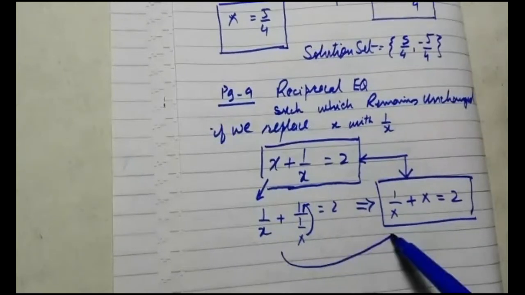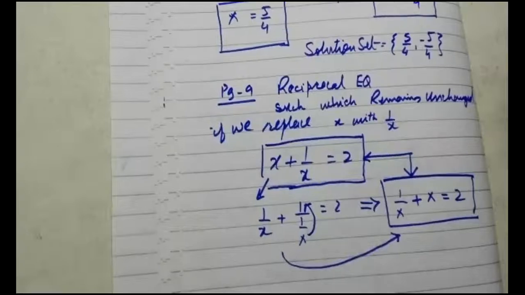So I hope that you will understand that these type of equations are called reciprocal equations. I will further explain the definition word to word from the book. You can read it yourself, and you have to learn it from the textbook as well. That is why I am telling you that on page number 9 is the actual definition. I'm just giving you the explanation of what is meant by reciprocal equations.